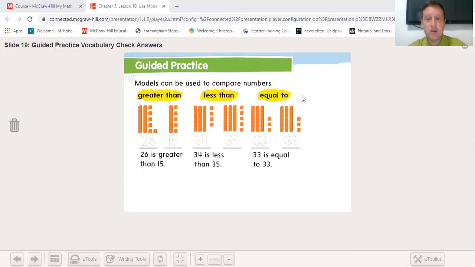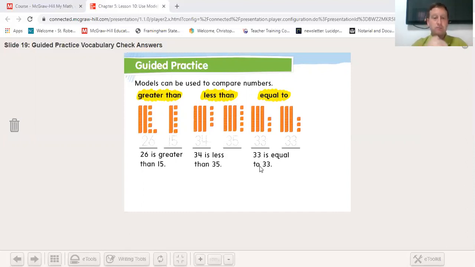And let's take a look at our third example over here. It says equal to, which means the same number, the same size, the same amount. We have 3 tens and 3 ones, which is 33. And in this group, we have 3 tens, 3 ones, which is also 33. So that we know they are the same amount, okay? Which says 33 is equal to 33. It's the same number.